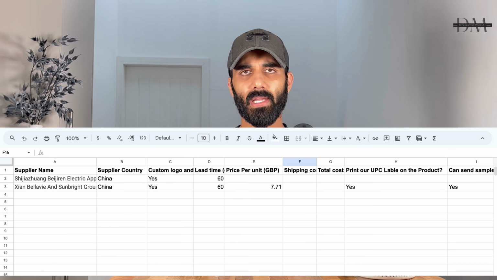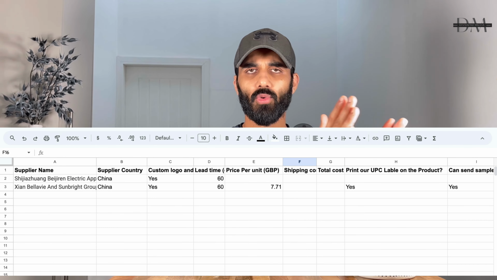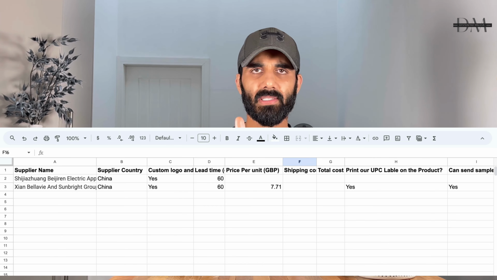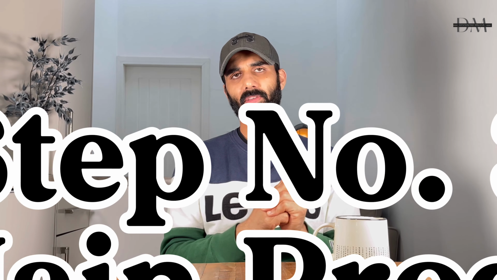And while you are doing that, you need to make a Google sheet. You need to organize your data. You need to rank all of them based on various factors that I just described. So once you come up with your top 3 suppliers, you're going to have to then place sample orders. All right, step number 3 is going to be placing your big order.